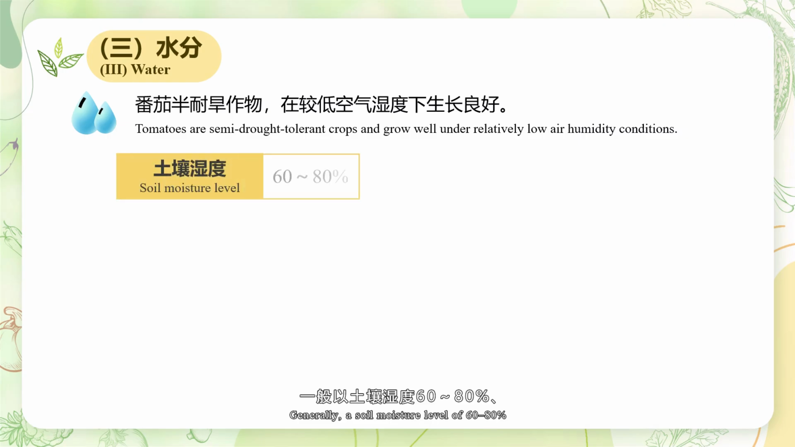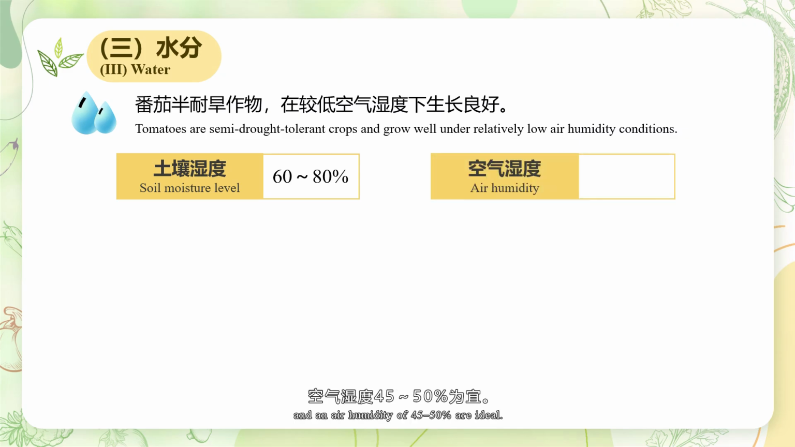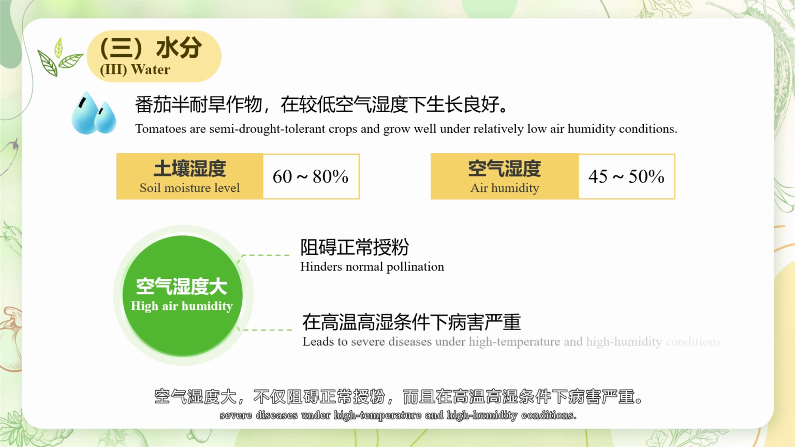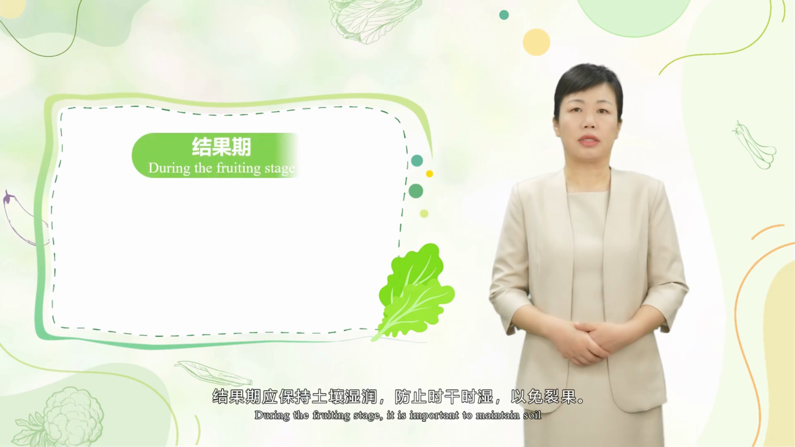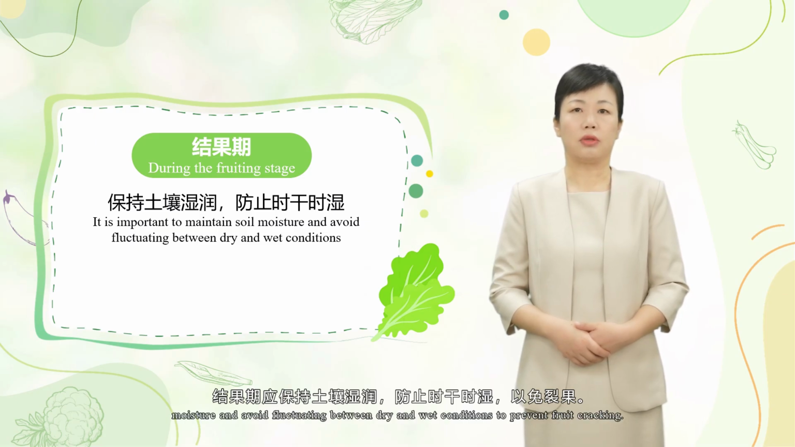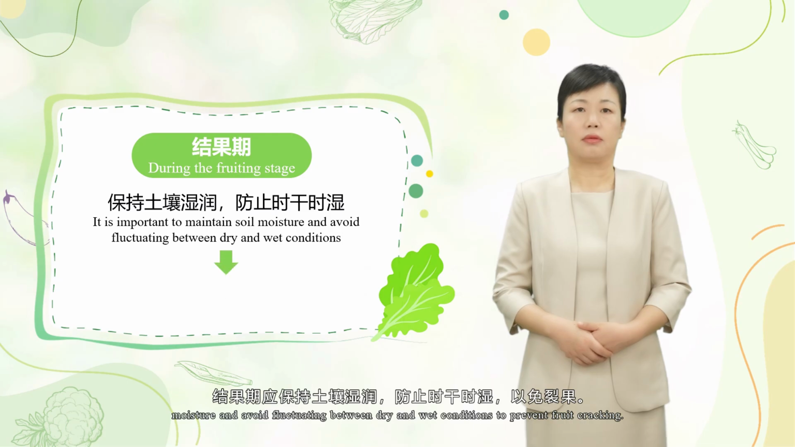Generally, a soil moisture level of 60 to 80% and an air humidity of 45 to 50% are ideal. High air humidity not only hinders normal pollination but also leads to severe diseases under high temperature and high humidity conditions. During the fruiting stage, it is important to maintain soil moisture and avoid fluctuating between dry and wet conditions to prevent fruit cracking.